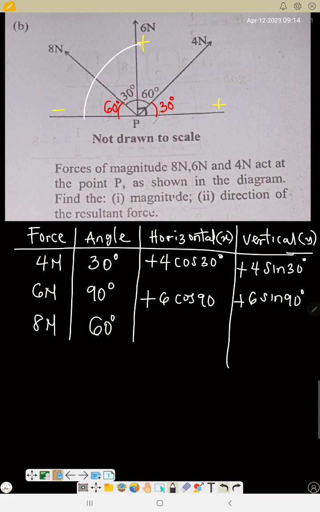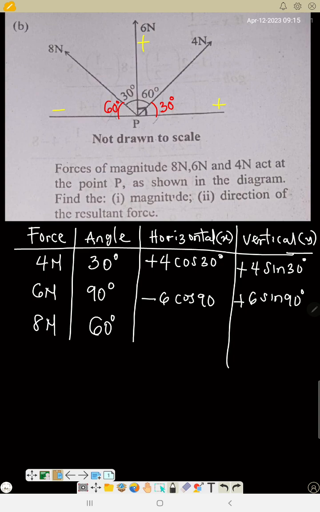So instead of saying plus here for horizontal, if you go that way you can say minus. If you go clockwise or anti-clockwise, you will get the same answer. But if you are going clockwise, do clockwise throughout. If you are going anti-clockwise, do anti-clockwise throughout. So that is it. So now we have minus 6 cos 90 plus 6 sine 90.